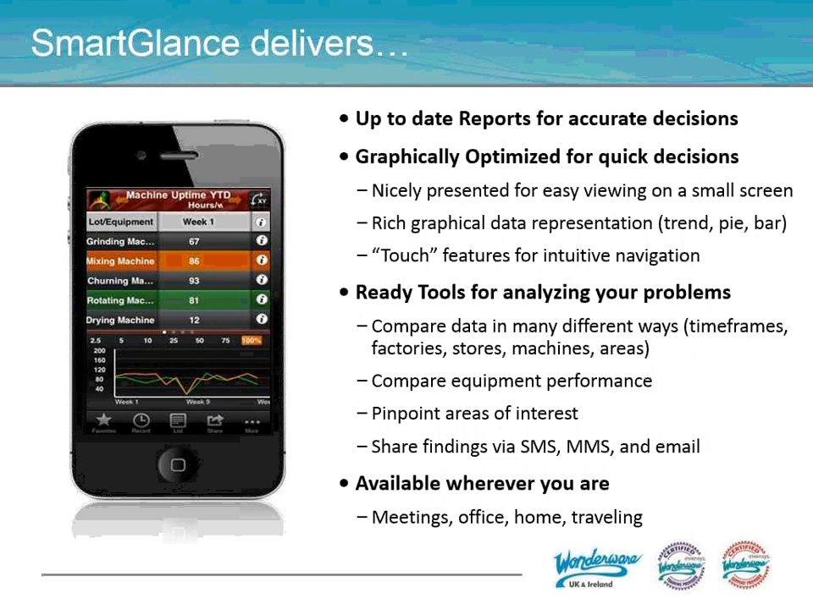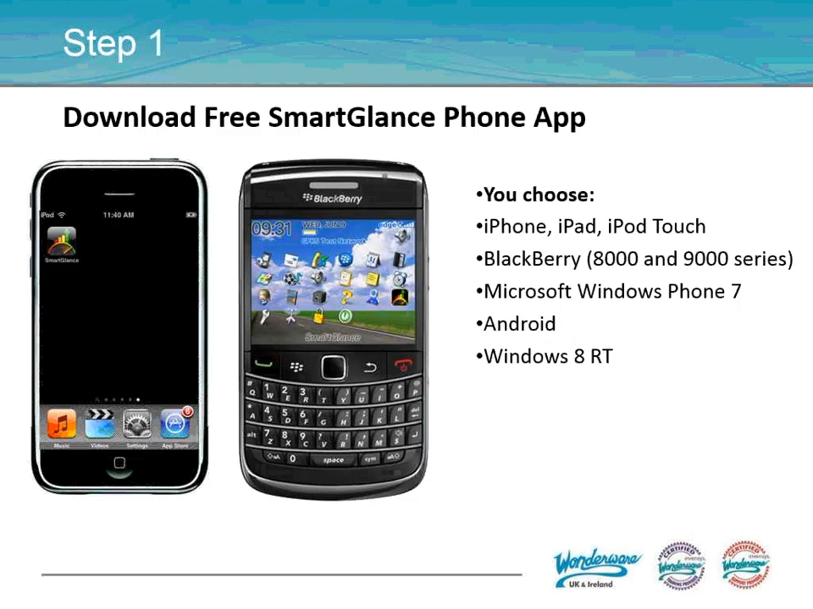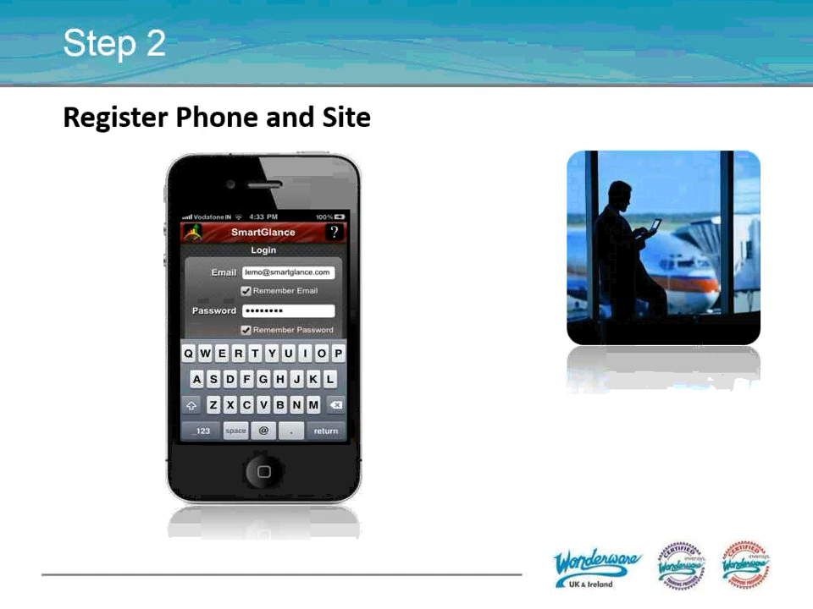And because it's available on mobile devices and tablets, it means that you can use it in the meeting, in the office, at home, or even when you're traveling. So there are some easy steps. First of all, the SmartGlance app, which is available on Apple devices, BlackBerry, Microsoft and Android, as well as the Windows 8 RT devices. What you do is you register your phone and site from anywhere.